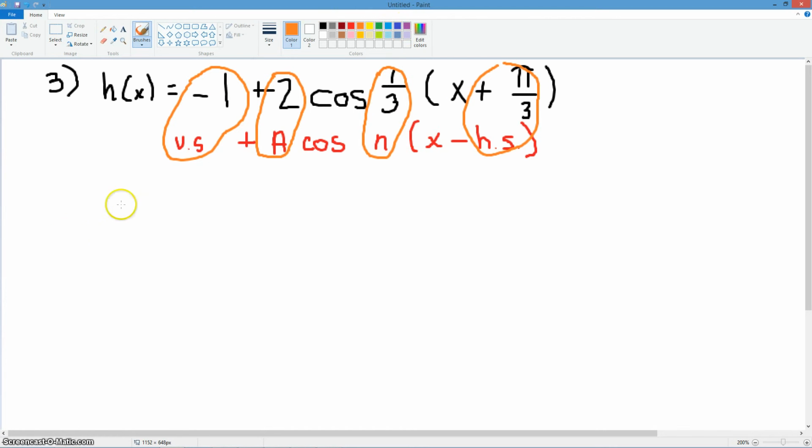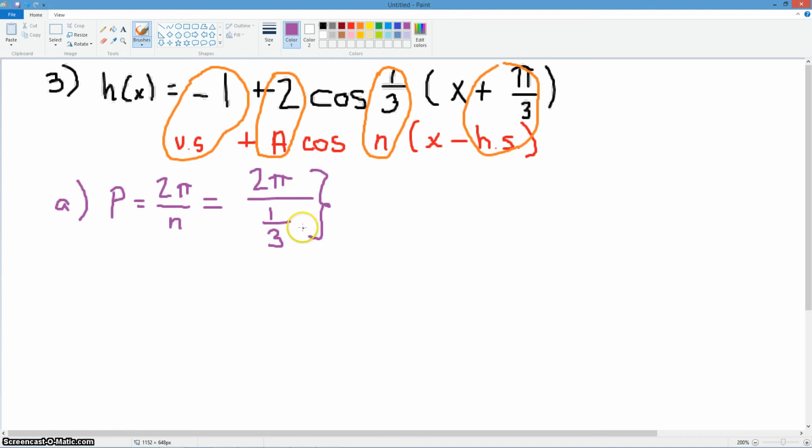Let's answer those questions. A is asking for the period. Well, the formula to get the period is P equals 2 pi over n. In this case, it's going to be 2 pi over what? What is n in this problem? It's 1/3, exactly. Now, again, what is this method? You're going to get tired of me asking you this. What is that method? That method is copy, change, flip.